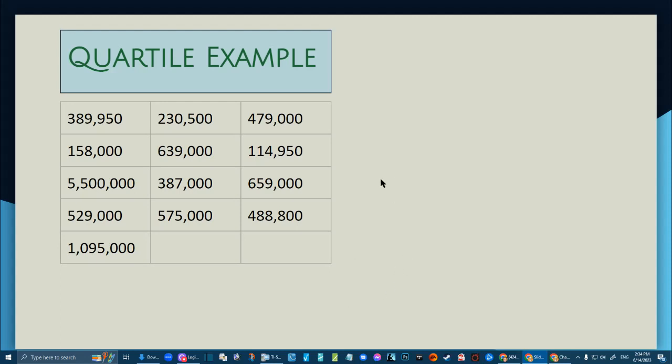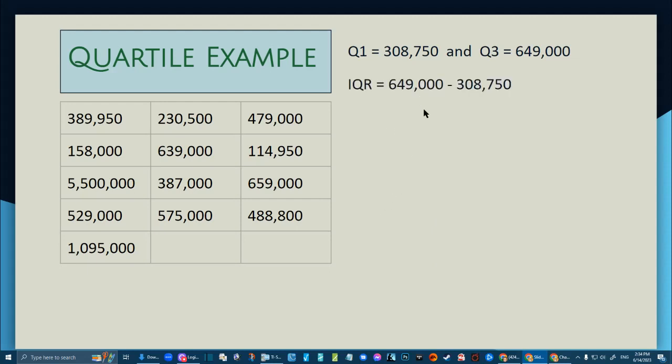So here's my simplified table. And when I entered this list into a TI calculator, I got that the first quartile is 308,750 and the third quartile is 649,000. Once I have those, to get the IQR, I subtract third minus first. So 649,000 minus 308,750 gives me 340,250. So that's the width of the middle 50% of my data.